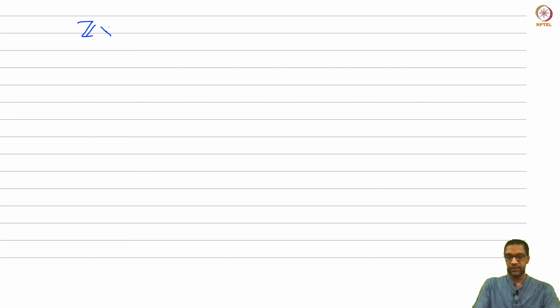Let me first start with a bilinear map from Z cross M, and the target module here is M itself. So first let me try and construct a bilinear map. What should I take? Well, there's more or less only one thing you can do. Take an integer A, take an element x of M, and just map it to A times x.